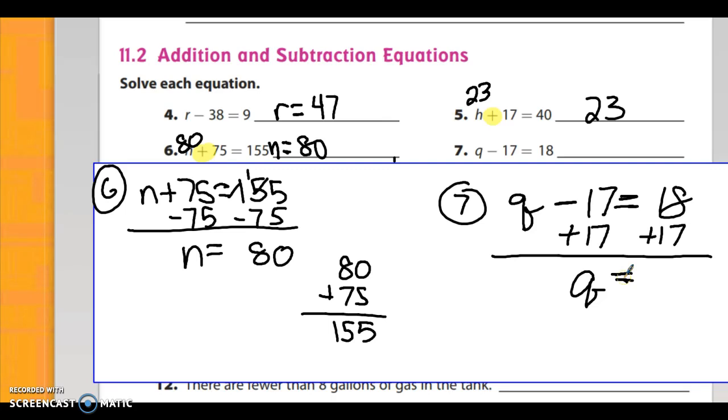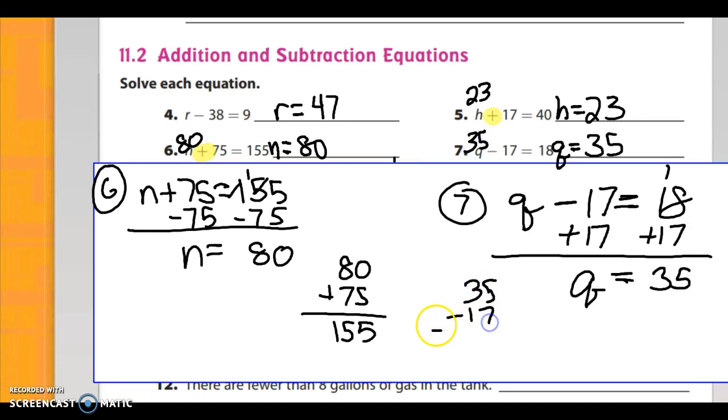And 17 plus 18 is 35, because 8 plus 7 is 15, and 1 plus 1 plus 1 is 3. It's 35. I should write h equals 23 and q equals 35. And I can check that by putting 35 right here. 35 minus 17 needs to be 18.